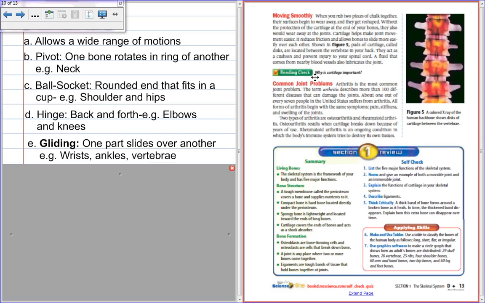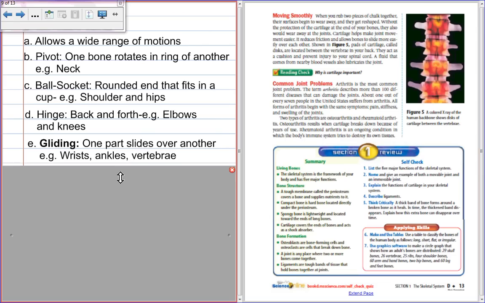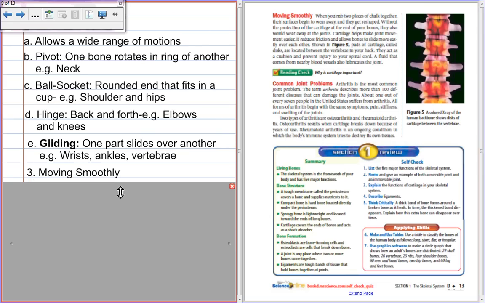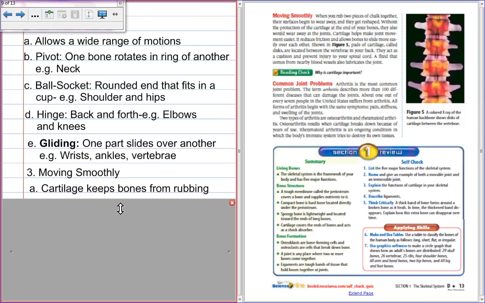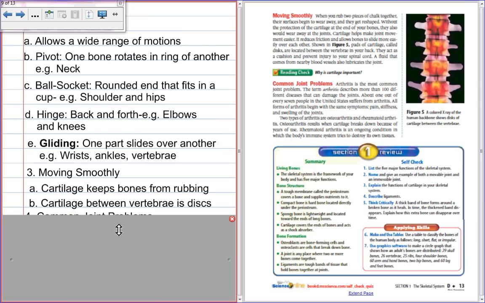So tomorrow in class, I want you to answer this question for me on the clicker. Why is cartilage important? Okay, so we have a red heading. That's going to be number 3, moving smoothly, all about cartilage. Cartilage keeps bones from rubbing. Cartilage between the vertebrae is called discs.